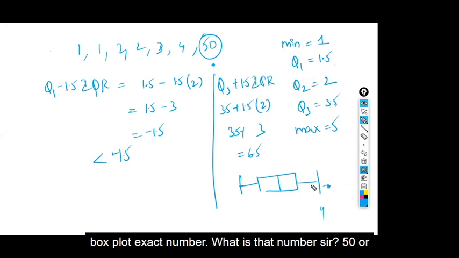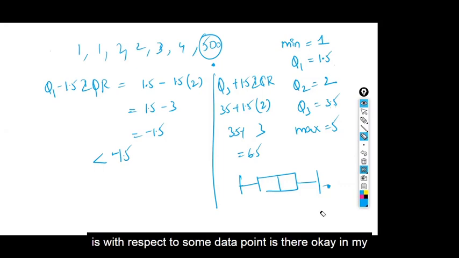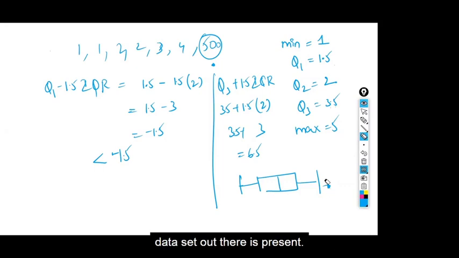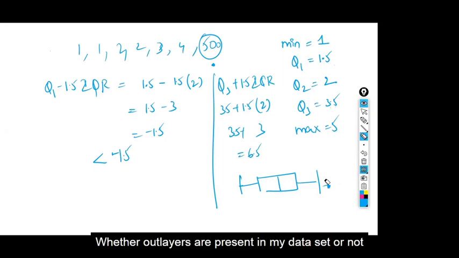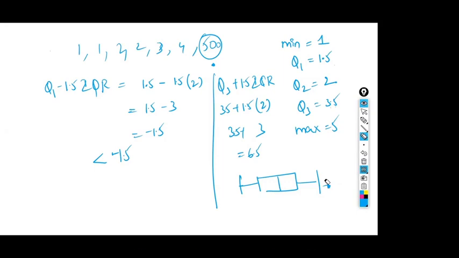Using the box plot, can we get the exact number, sir, whether it is 50 or 500, for the outlier? We can't see that. In the box plot, we can see only one thing: whether, in my data set, an outlier is present. Whether outliers are present in my data set or not, we can only observe using the box plot.